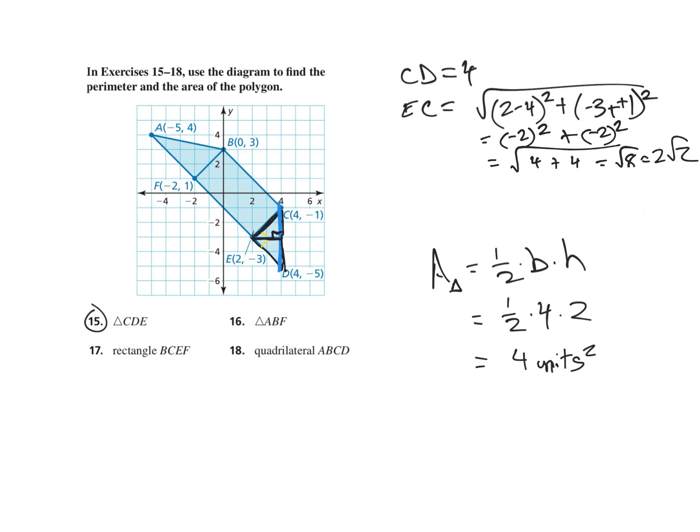So let's just save that for a minute and let's do the other one. We got to do E to D. ED is equal to 2 minus 4 and -3 minus 5.